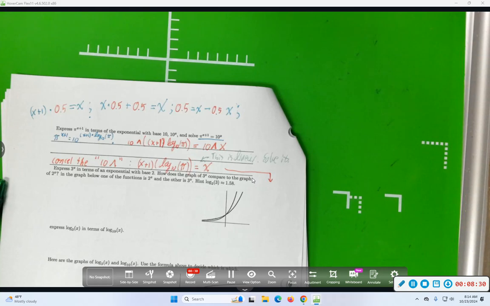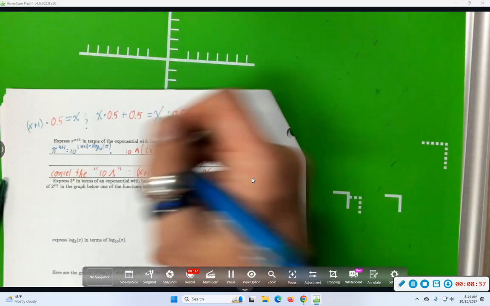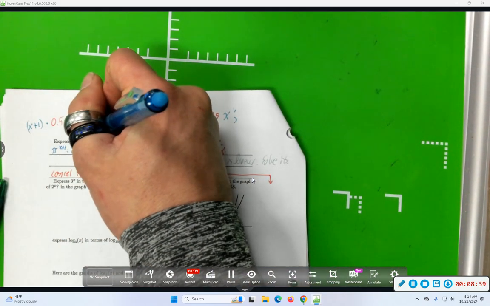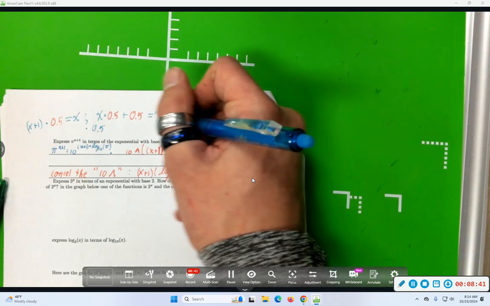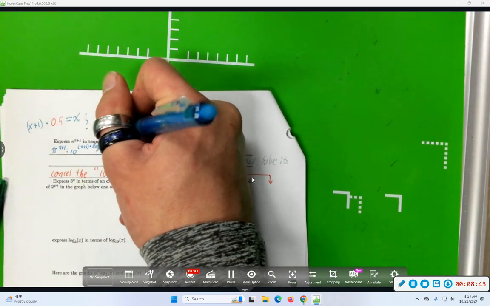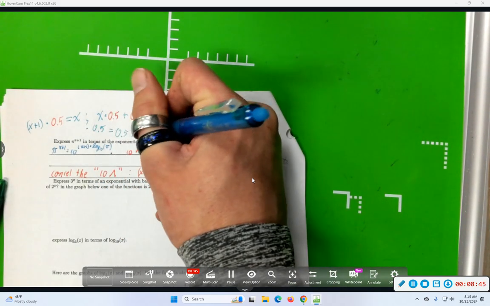What's x minus half of an x? It's half an x. 0.5 from this side equals 0.5x. Cool, so what is x?